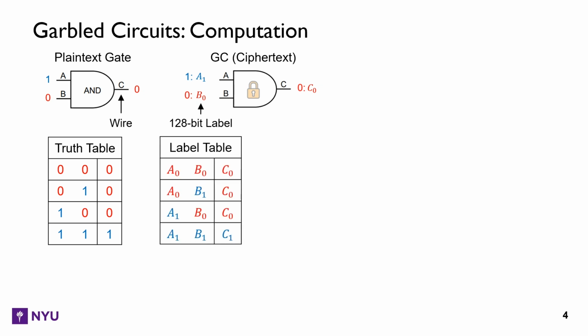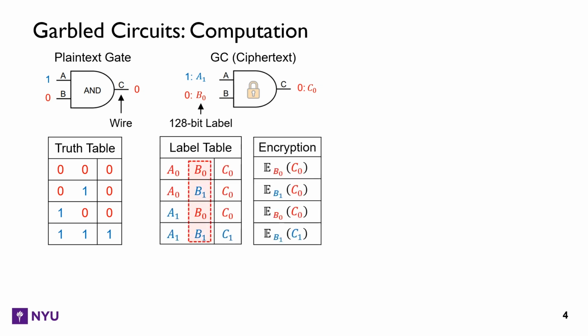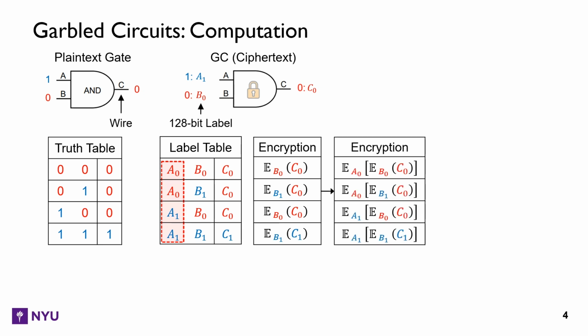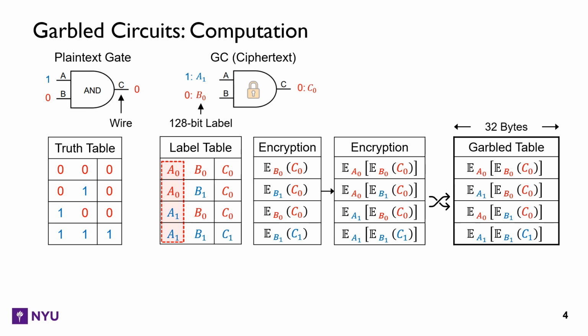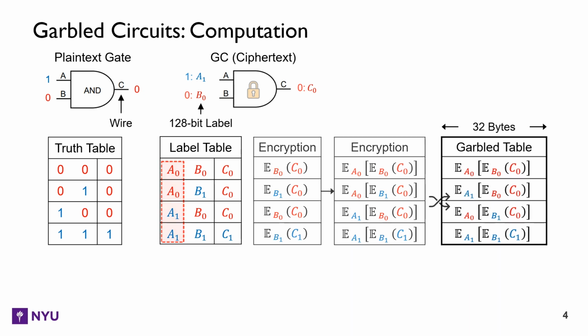Let's transform the bits into labels. Next, there is a double encryption. We use one of the input label as the key to encrypt the output. Then we use another input as a key to encrypt the previous table again. And finally, we randomly shuffle each row. This is our garbled table.